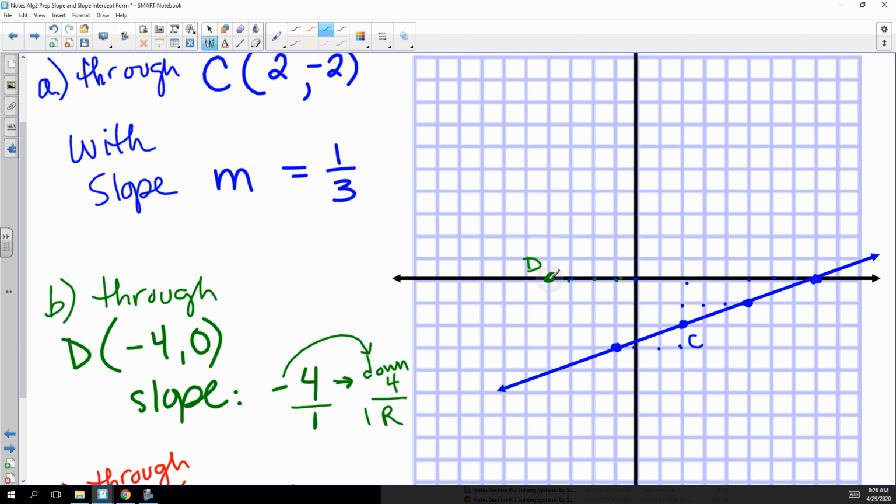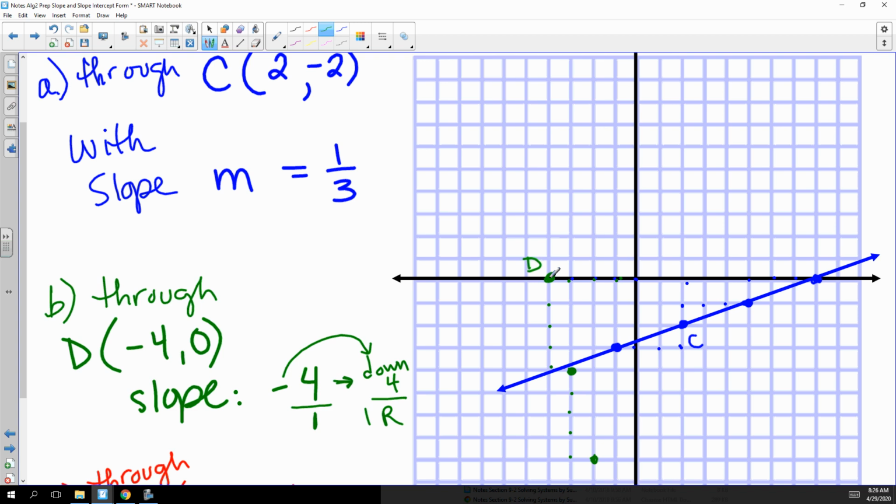So from point D, we're going to go down 1, 2, 3, 4, and 1 unit to the right. We'll do that again. 1, 2, 3, 4, and 1 unit to the right. Again, if you want to get points on the other side of point D to the left, then the negative sign can be applied either to the 4 or to the 1. We've been applying it to the 4.